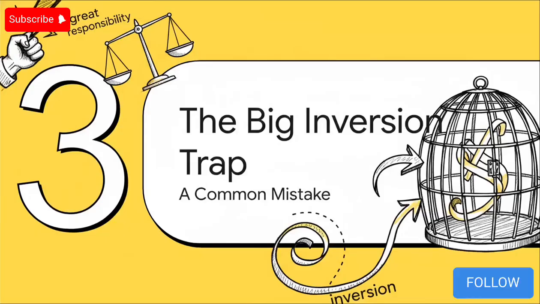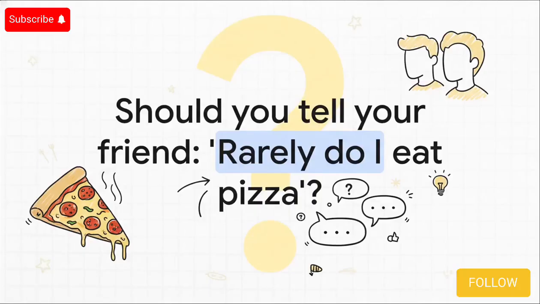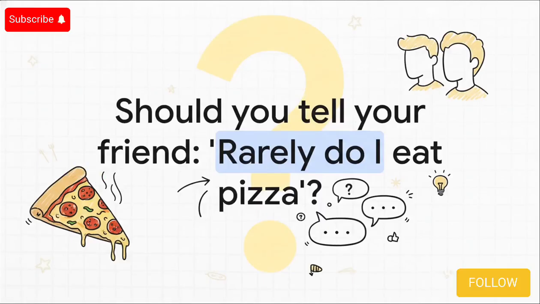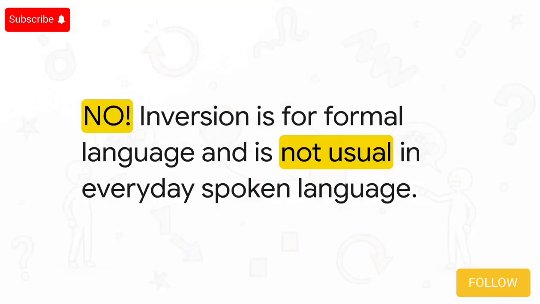But, with great power comes great responsibility. I'm about to show you the number one mistake, the one that trips up even advanced learners. This, my friends, is the big inversion trap. So imagine you're just hanging out with your friends, trying to decide what to eat. You want to say you don't eat pizza that often. Is this the right way to say it? Just think about it for a second. No, absolutely not. Please do not do this.